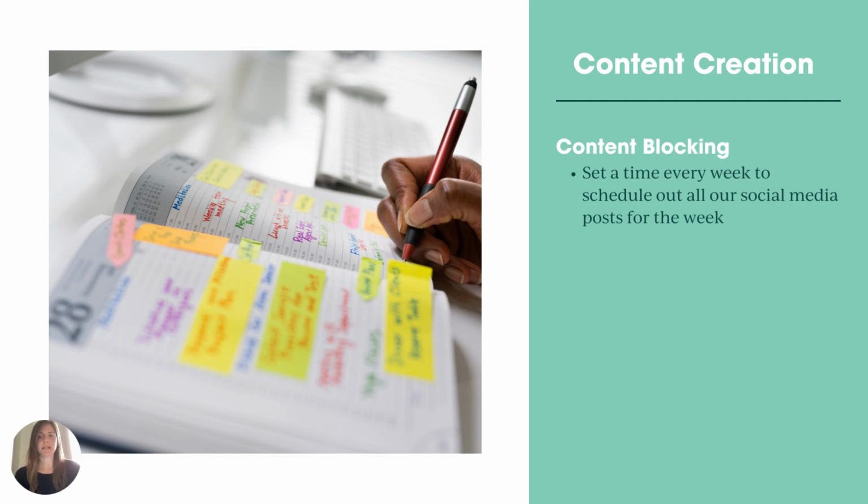So that may look like finding an hour of time on Sunday evenings or whatever day works for you, planning out what needs to be posted for the upcoming week, writing them and scheduling them to post on those 3 days. For example, Monday, Wednesday, Friday.